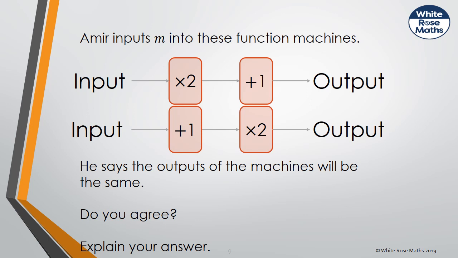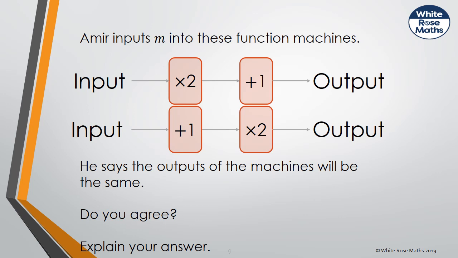So, before we begin, I want you to think of a number between 3 and 8. Any number. All your numbers will be different. Keep that number in your head. That number that you've chosen is our m. And that's the same number you're going to put into both of Amir's function machines. Amir says the outputs of the machines will be the same. Do you agree or disagree?